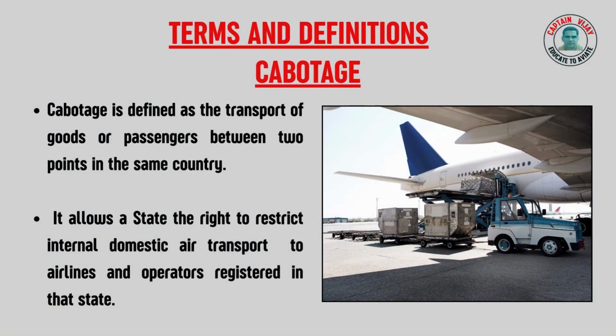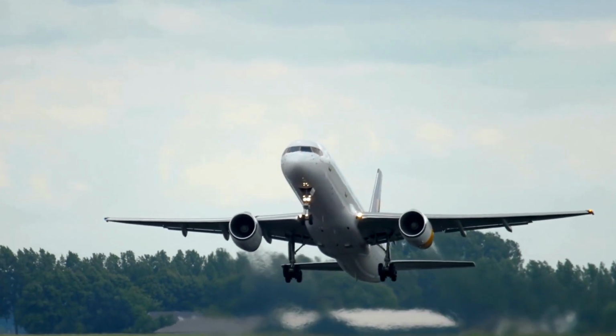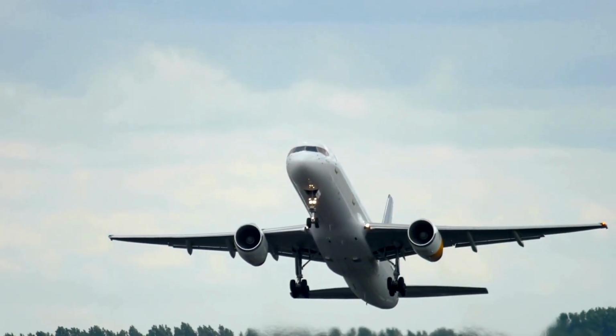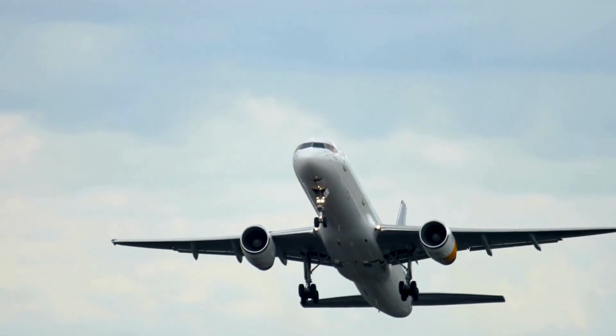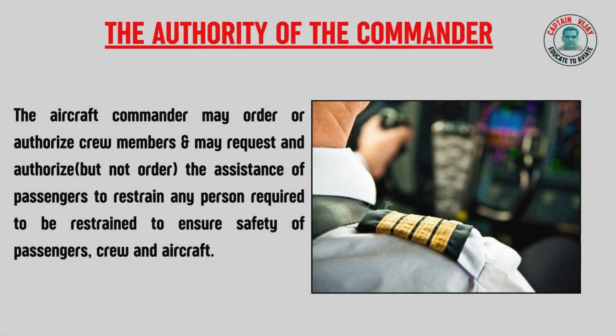The first term which we are going to discuss is cabotage. Cabotage is defined as the transport of goods or passengers between 2 points in the same country. It allows a state the right to restrict internal domestic air transport to airlines and operators registered in that state. So this protects the commercial interest of airline companies registered in a country. What it literally means is that a foreign airline will not be allowed to operate on domestic routes of any country, so that airlines of your own country can do business.